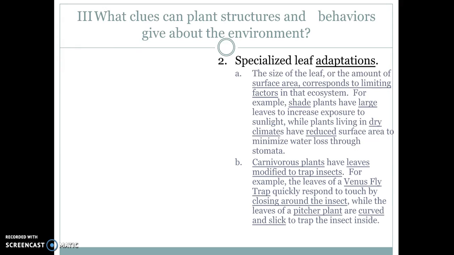Carnivorous plants are really interesting because they have leaves that are modified to trap insects. For example, the pitcher plant and the Venus flytrap trap the insect inside. The Venus flytrap quickly responds by closing around the insect, and the leaves of the pitcher plant are curved and slick, so the insect will fall inside and not be able to get out.